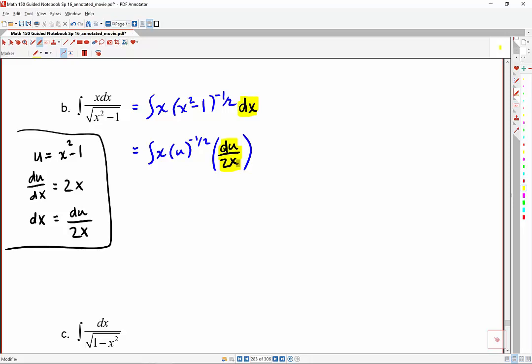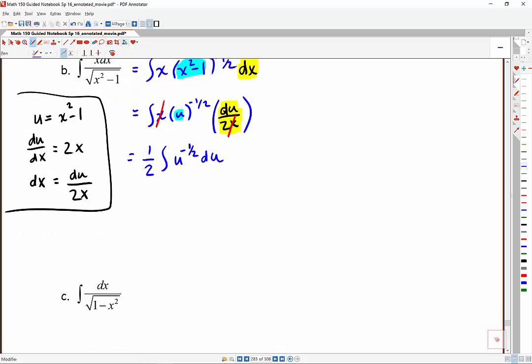And then, let's see, our u was this one. And remember, if you do a change of variables, you got to get rid of all those x's. You can't just factor them out because u is a function of x. So fortunately, the x is divided out, and we end up with 1/2 times the integral of u to the negative 1/2 du. And that is just our general power rule.